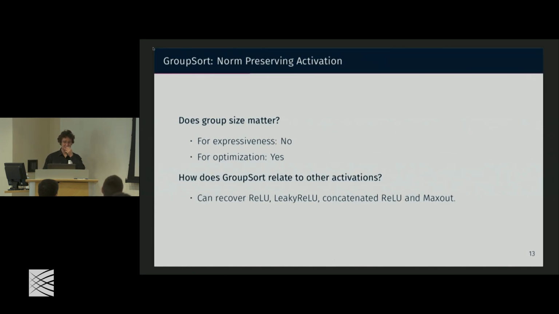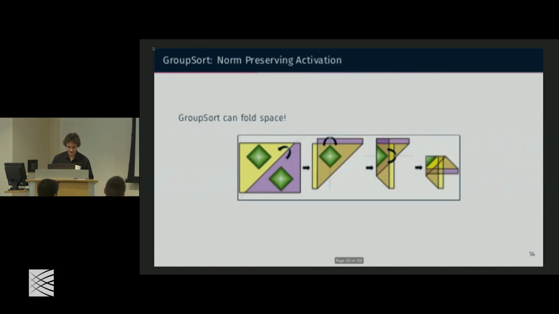So how does group sort lead to other activations? You can show that you can recover ReLU, leaky ReLU, concatenated ReLU, and maxout, pretty much many of the common piecewise linear activation functions we care about, while also maintaining the 1-Lipschitz constraint on the weight matrices. But the reverse is not true. Using ReLU, you cannot go back to group sort. So group sort is more expressive than these activation functions in the Lipschitz setting.